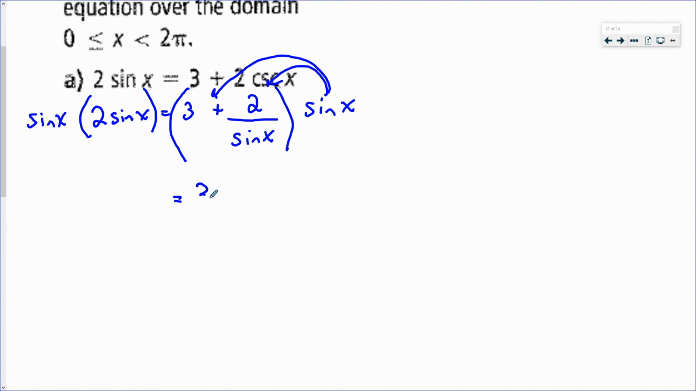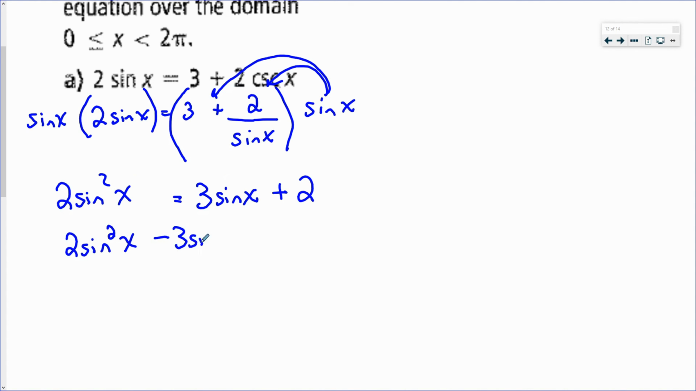So on this side, you're going to get 3 sine x. And then sine x divided by sine x is 1, so you just get plus 2. And over here you get sine x times sine x, so you're going to get 2 sine squared x. And now we're going to have to factor. So move everything over to the left-hand side. So you get 2 sine squared x minus 3 sine x minus 2. And then you'd have a 0 on the right-hand side.